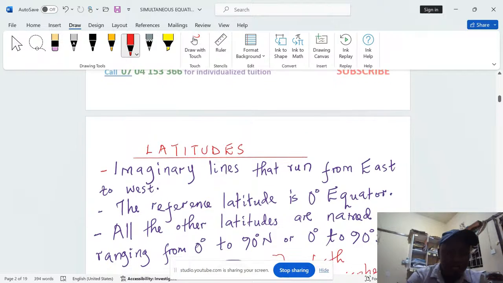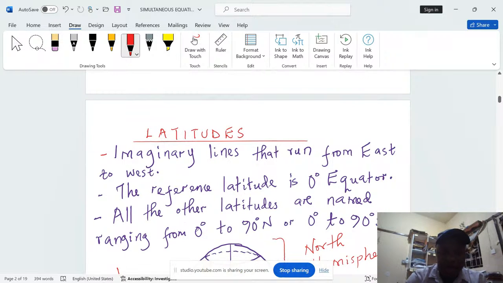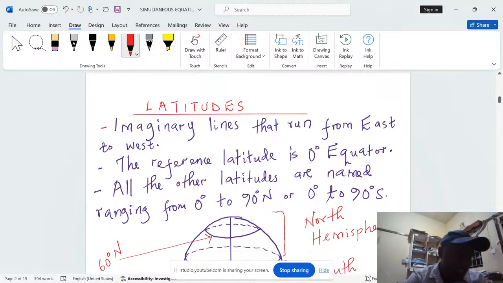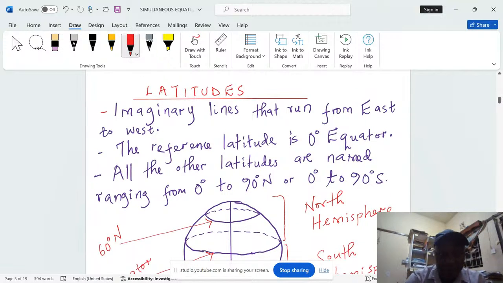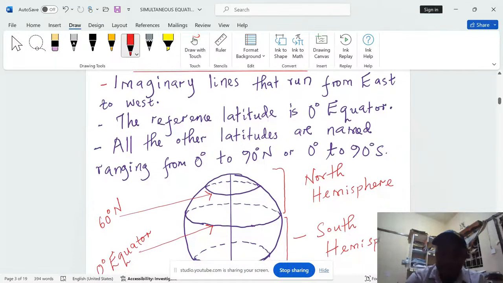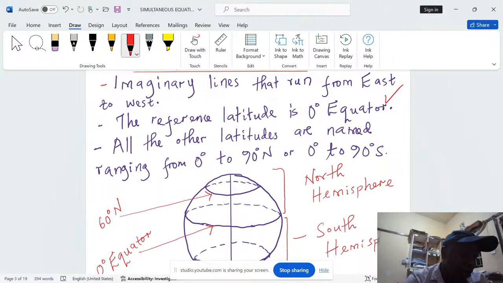Let me talk something about latitudes. Latitudes are imaginary lines that run from the east to the west. So they run in an east-west direction, and that is also the direction of the Earth's rotation. The reference latitude is usually 0 degrees, the equator. Therefore, the equator is the reference latitude.